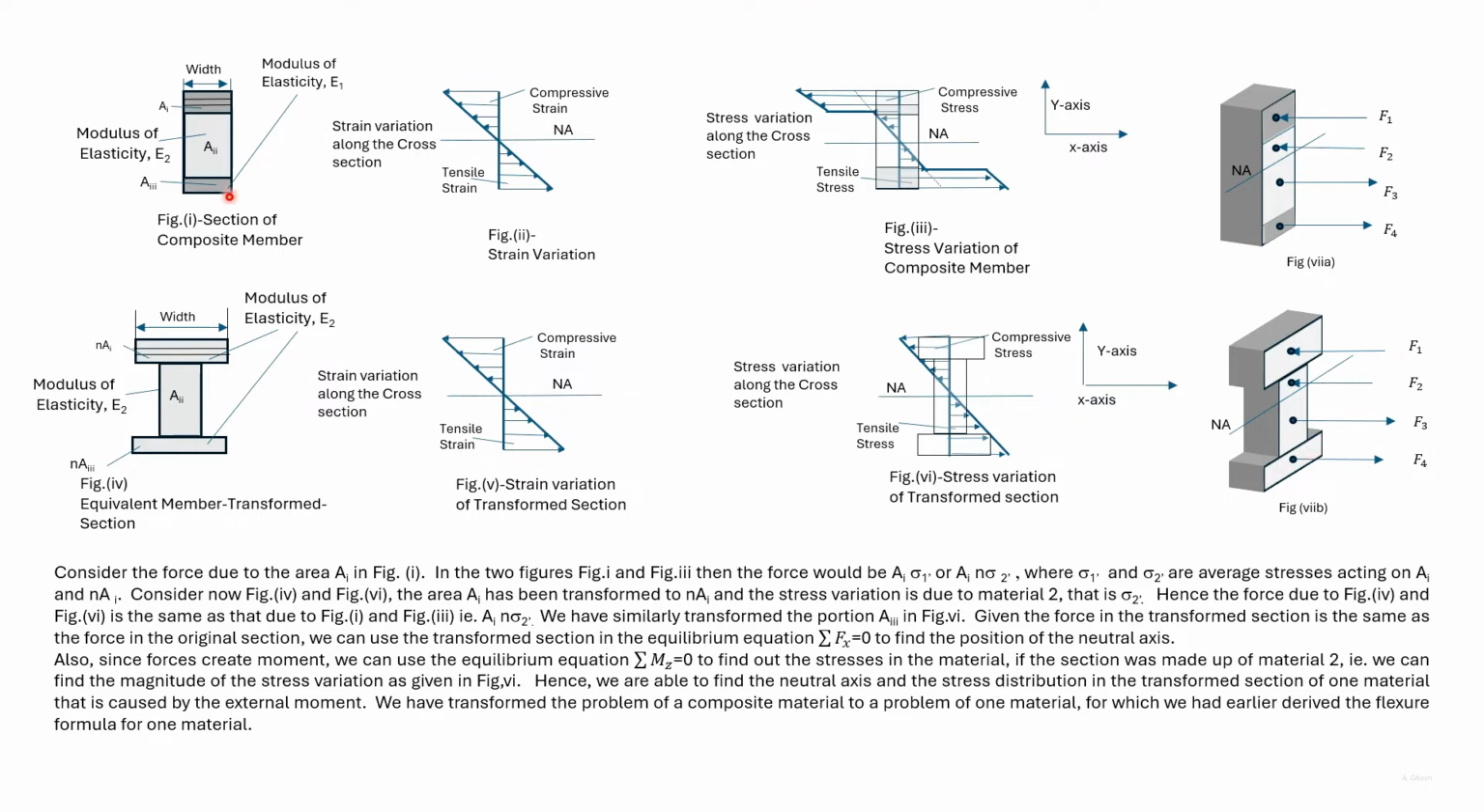For the area A3 and NA3 in the transformed section, the forces again are the same. It is given by F4 here. For this portion A2, the stresses and the area in both cases are the same. So F2 and F3 have to be the same.